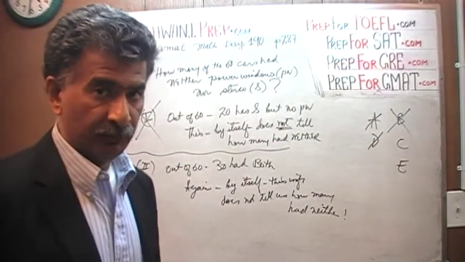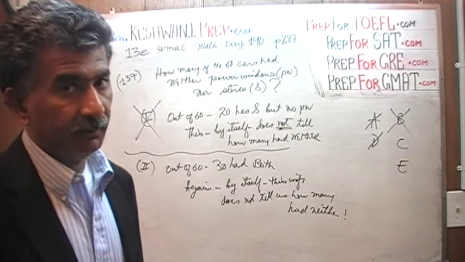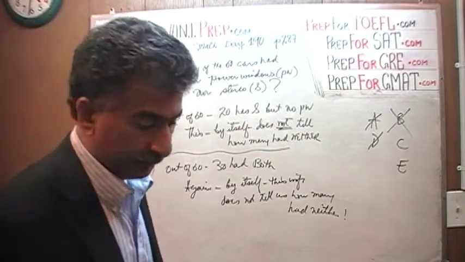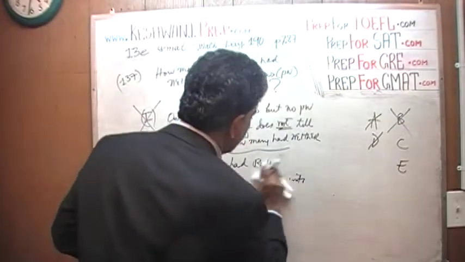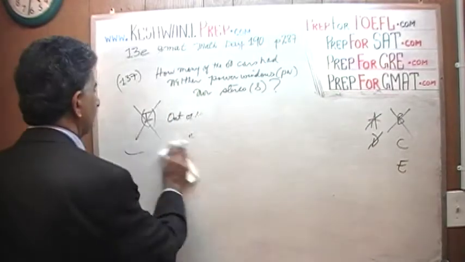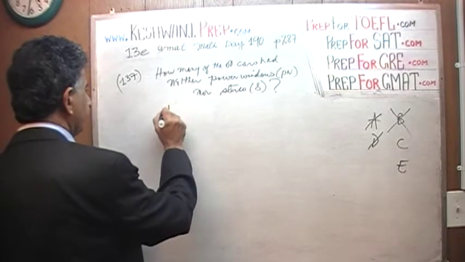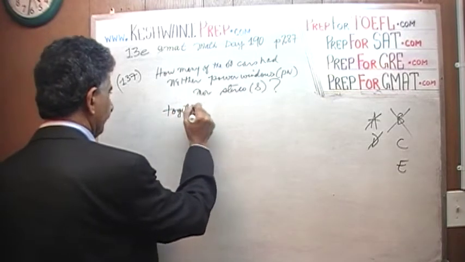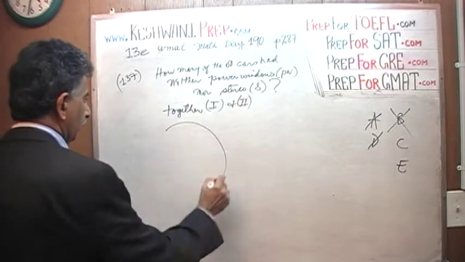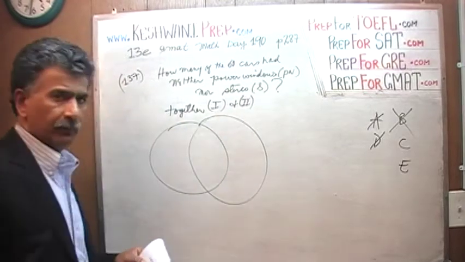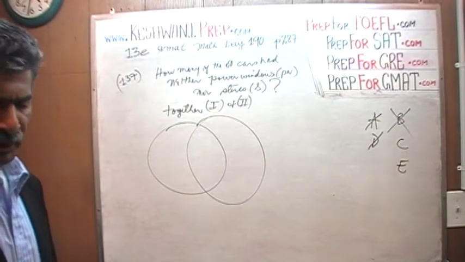Once we put the two statements together, if we get somewhere, then the answer will be C. If we don't get anywhere, if we still hit a dead end, then the answer will be E. Let's put them together, shall we? It's always a good idea in questions like this to employ a Venn diagram. It makes it much easier to visualize everything.